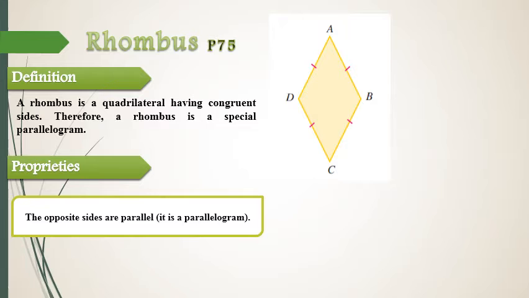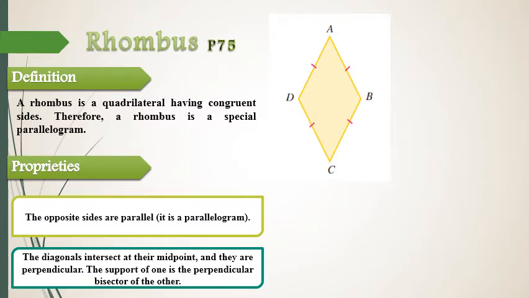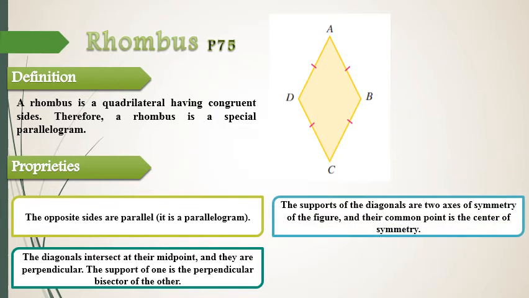Properties: the opposite sides are parallel, the same as in a parallelogram. The diagonals intersect at their midpoint, at the same midpoint, and they are perpendicular as well. The support of one is the perpendicular bisector of the other. The supports of the diagonals are two axes of symmetry of the figure, and their common point is the center of the symmetry.